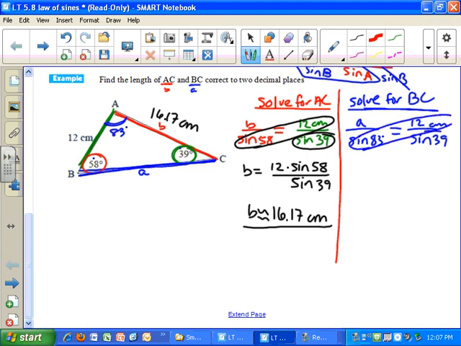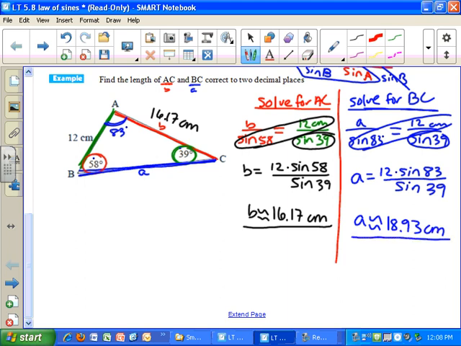Again, cross multiply and divide. So a equals 12 times the sine of 83 all over the sine of 39. So we can get an approximate answer for a of about 18.93 centimeters. Okay, label it on the drawing.